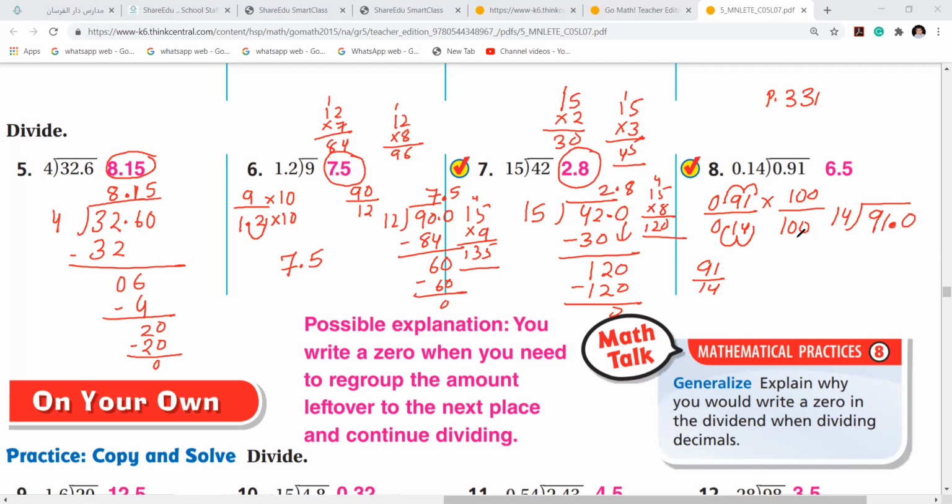91.0 and 14. So 14 times 6, 84. Sorry, it's 7, I guess. It's 7. And 0 comes down. 14 times 5, 70. I got exactly 70.